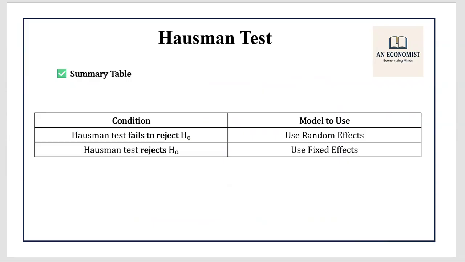So the summary table is given to you. So in the Hausman test, what do we do? The condition is, if the Hausman test fails to reject H naught, which basically means we accept H naught, then the random effect model will be preferred. And if the Hausman test rejects H naught, which basically means that the alternative has been accepted, which means we need to use the fixed effect model, which is the scenario we have got in our numerical example, right?